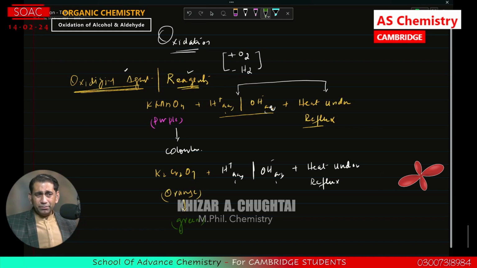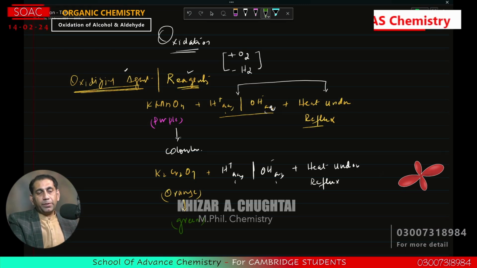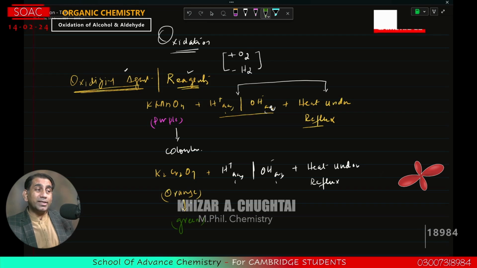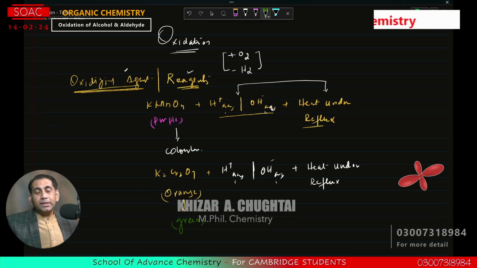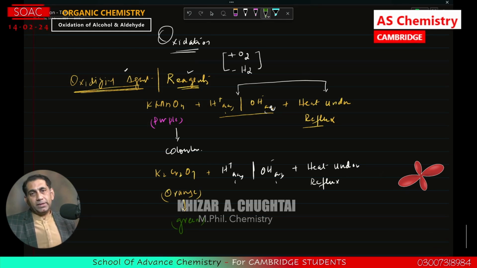So basically, there are only two oxidizing agents. One is KMnO4, the other one is K2Cr2O7. One color is purple, the other color is orange. When KMnO4 reacts with any substance, it changes its own color into colorless. And whenever K2Cr2O7 oxidizes any substance, it will change its color to green.